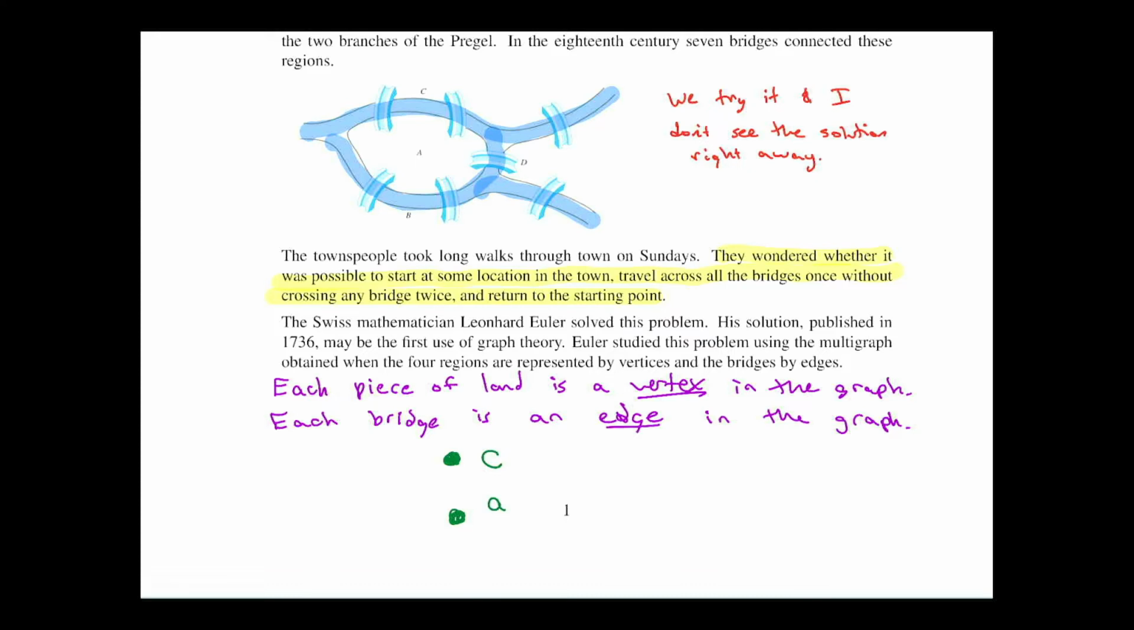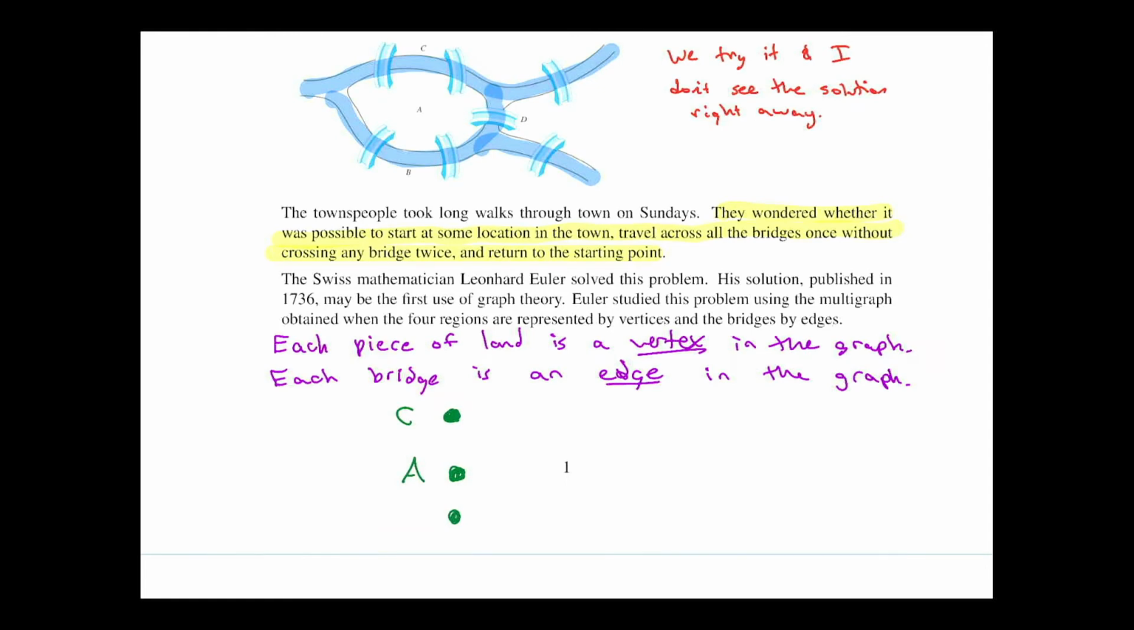I should use uppercase like they did. A, that's not A, that was supposed to be C. C, and then A, then B on the bottom. And then over here, you've got D, right? C, A, B, D. So each piece of land is a vertex, and each bridge is an edge.